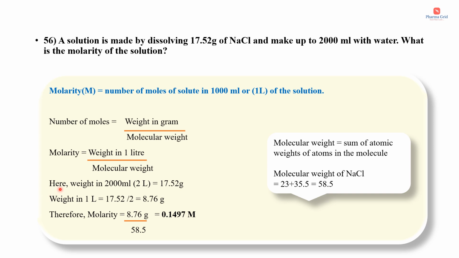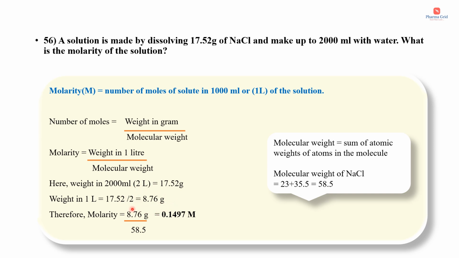Okay, that is written here. Here the weight in 2000 ml or 2 liter is equal to 17.52 gram. So with this we can calculate the weight in 1 liter. That is, weight in 1 liter is equal to 17.52 divided by 2, that is equal to 8.76 gram. So we have got the weight in 1 liter, that is equal to 8.76 gram.